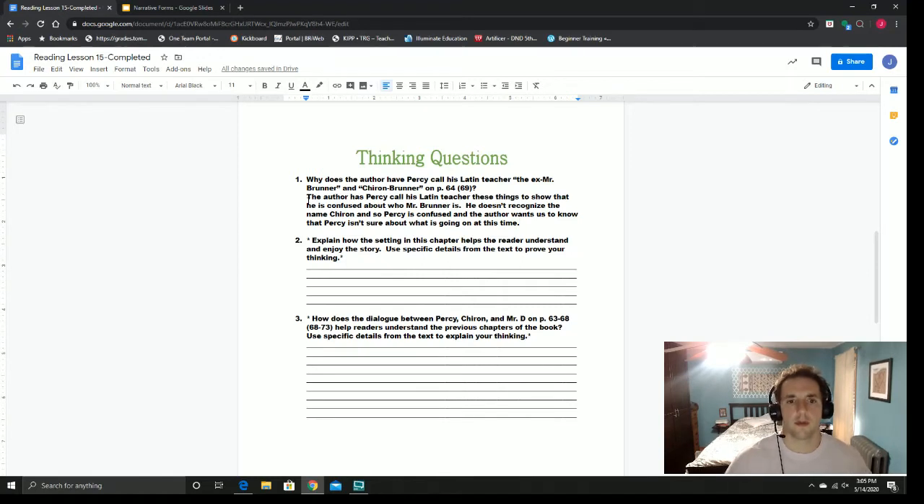All right. Next question says, explain how the setting in this chapter helps the reader understand and enjoy the story. Use specific details from the text to prove your thinking. So, go ahead and check back into the chapter, look for some details that describe the setting, and then think about what you understand after reading those details, and how you are enjoying the story more after you've done that.